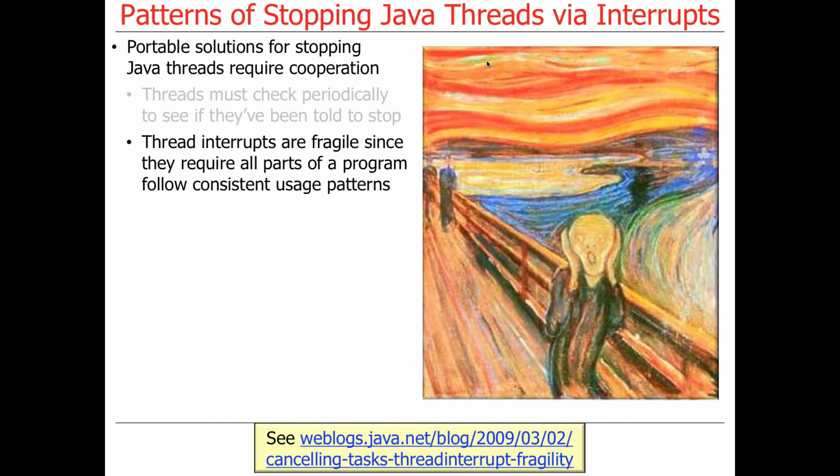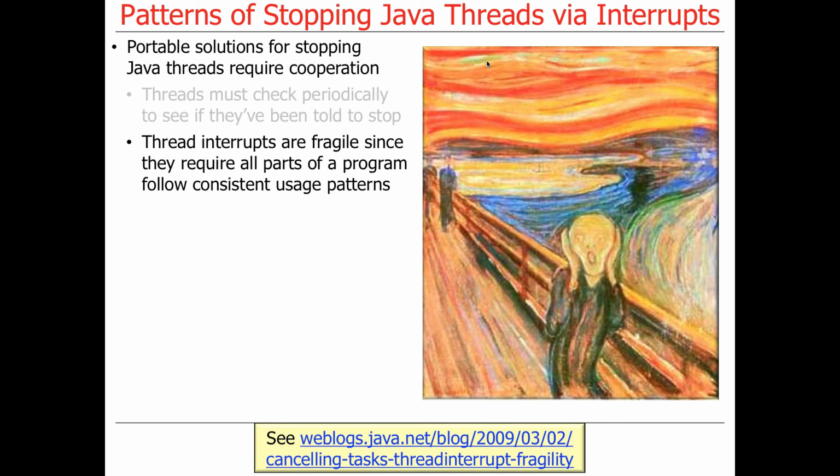One of the consequences of this, however, is that thread interrupts are very fragile because it requires all parts of the program to follow these consistent usage patterns. And if somebody decides they're not going to play along, or they get sloppy, or they don't really understand the rules in the first place, then it's very difficult to write code that will work properly with interrupts. And this article here talks a bit about the challenges of dealing with interrupts.